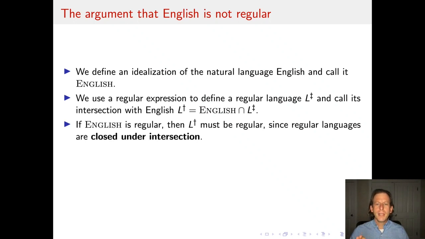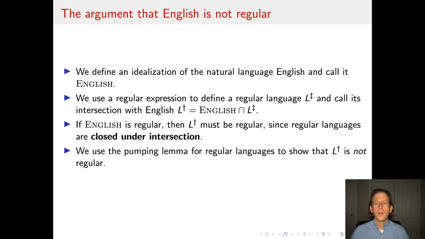Now, if English is regular, then L dagger must be regular because regular languages are closed under intersection. That is a crucial property here. We will use the pumping lemma, however, to show that L dagger is not regular. So we're going to get to this language, L dagger, and show that it's not regular, but it would have had to be regular in order for English to be regular. So this will show that English is not regular. That is our formal idealization of English.